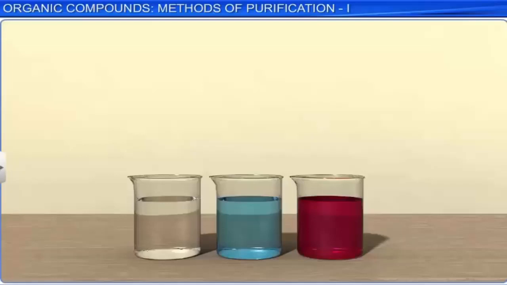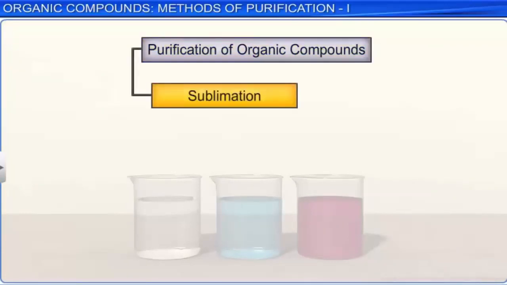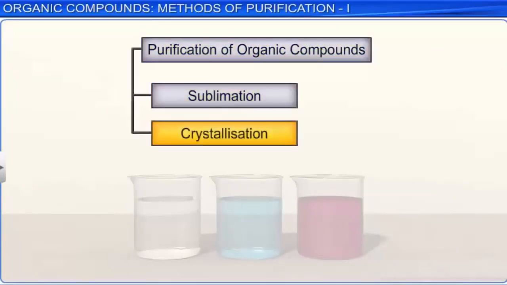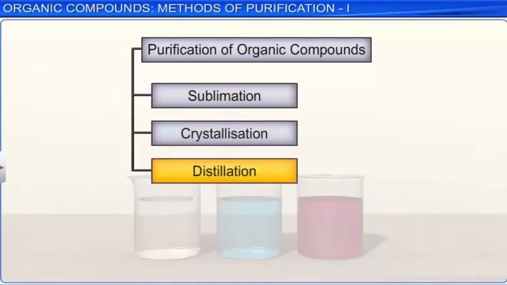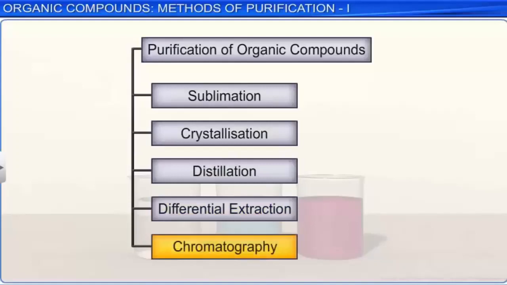Nature of organic compounds and the impurities present in them. Organic compounds can be purified using 5 different methods. These are sublimation, crystallization, distillation, differential extraction, and chromatography. In this module, we will look at the first 3 methods.